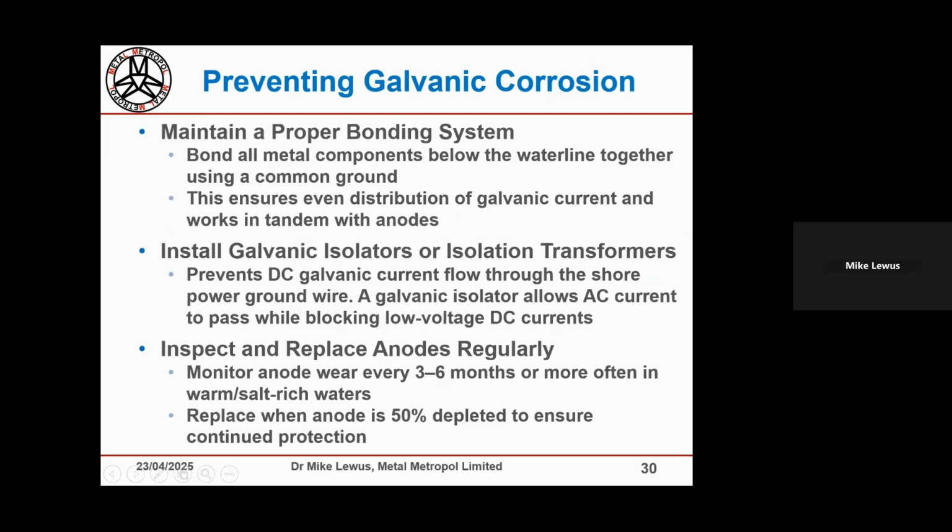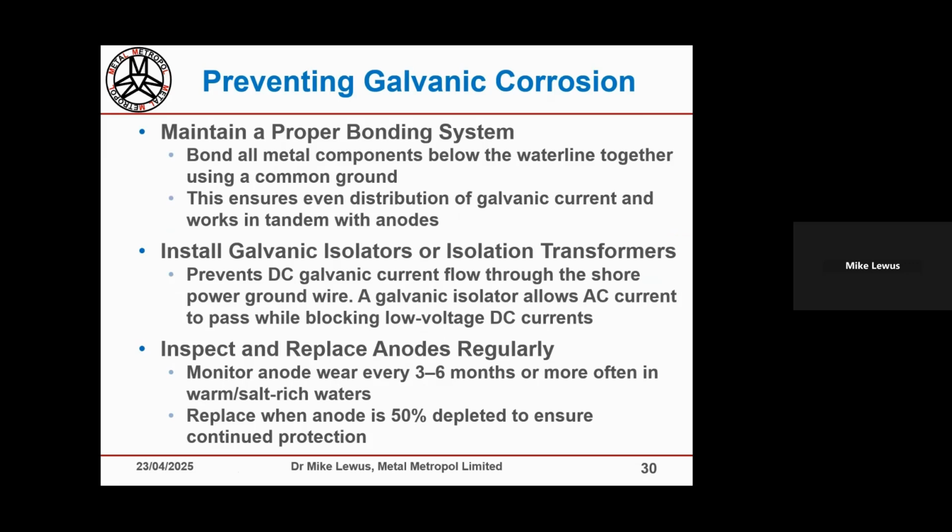Okay, I've not said much about bonding systems. I'll probably say more about this when we go through the stray current. Maintaining a proper bonding system ensures that the distribution of galvanic corrosion works in tandem with your anodes. So you're not going to have any isolated components immersed in seawater. They're going to be protected by the anodes because they're all connected in the same circuit.